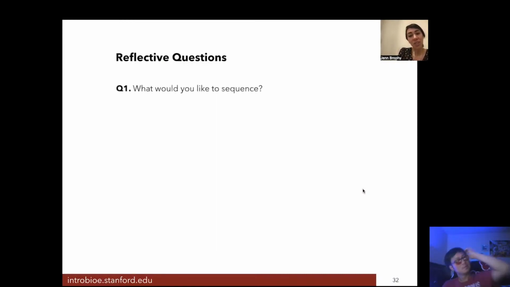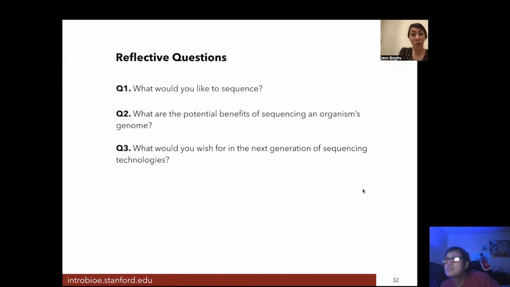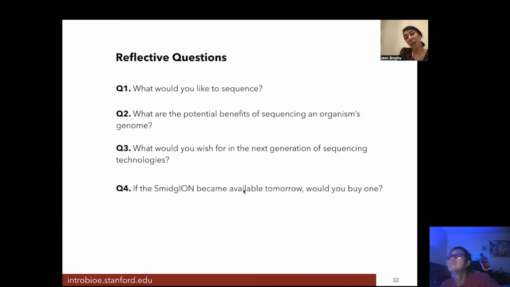Okay. As you were listening today, I'd like you to reflect back on what you would like to sequence if you had the capacity to sequence something. What are the potential benefits of sequencing an organism's genome? What would you wish for in the next generation of sequencing technologies? I told you a little bit about the advantages and disadvantages of the ones that we already have, but are there any other things that you might wish for a DNA sequencing technology to be capable of? And if Smidgion became available tomorrow, would you buy one? What would you do with it? I think that's fun to think about.